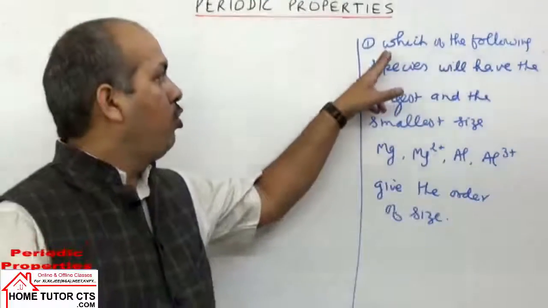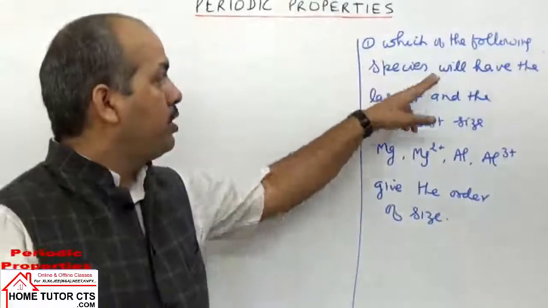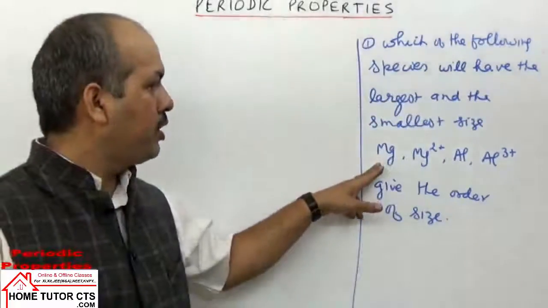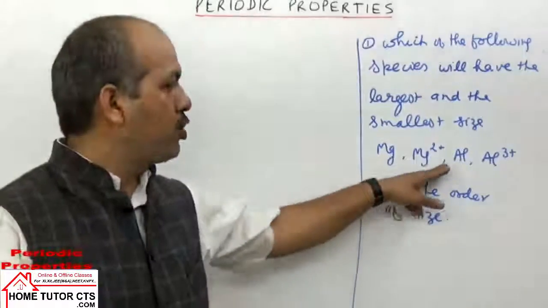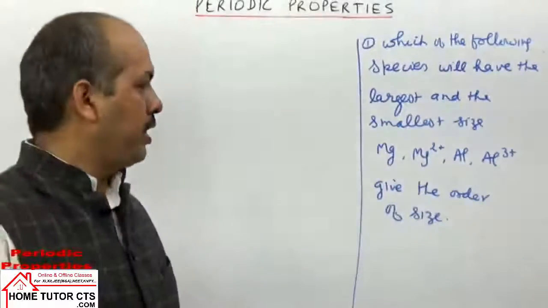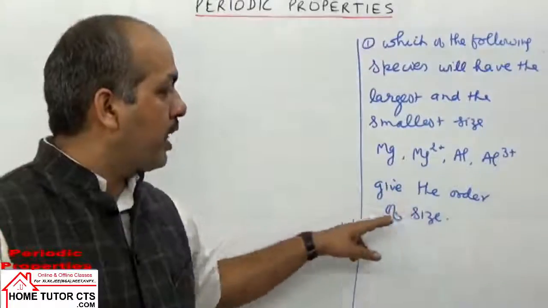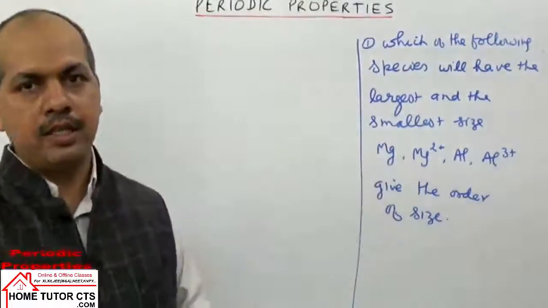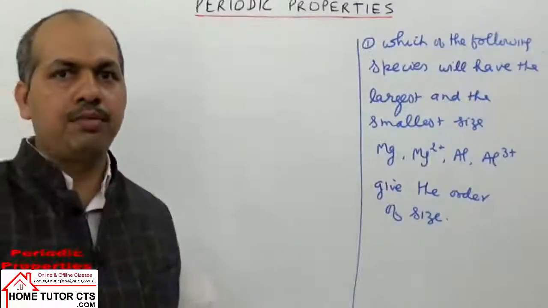The question is given: which of the following species will have the largest and the smallest size? You are given magnesium +2, Al +3, and also give the order of size of the species. Give the order of size of all the species. So try this question yourself.